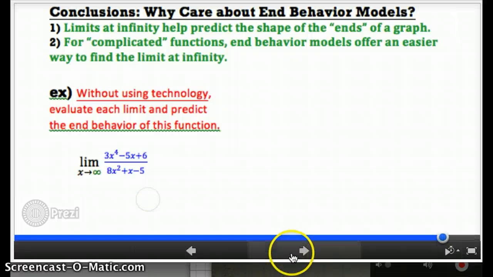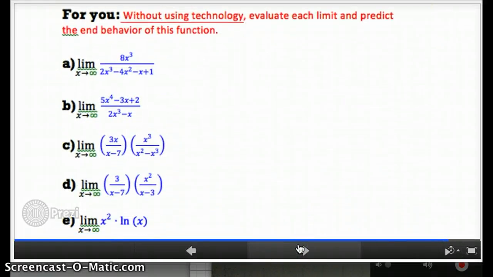Here are some for you to try. Pause the video, make sure that you pay attention to your limit properties for these middle ones, and when you press play, I'll show you the work and the answers.